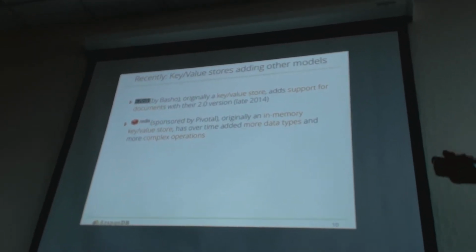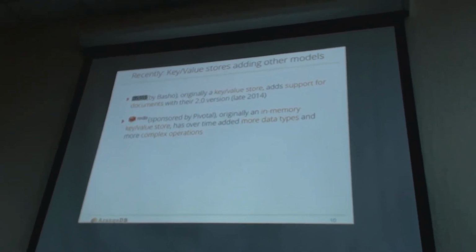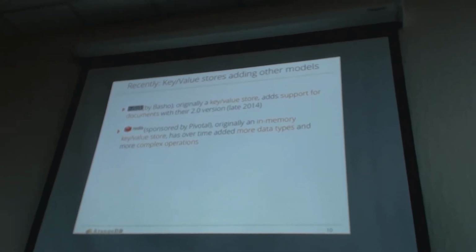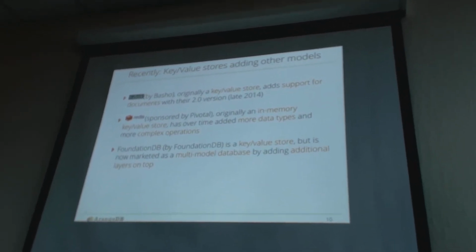On the market, things are happening. Just recently, there's indications that a lot of specialized products go multimodal. For example, Basho, who makes Riak, which is traditionally a key-value store, has added support for documents in the 2.0 version last year. Redis is a traditional in-memory key-value store, but they are adding more and more data types in the values, so the value is no longer opaque, and they have more complex operations. So that's somehow increasing their data model.